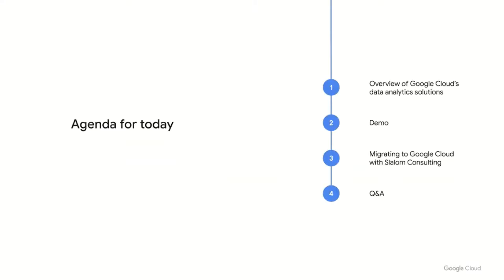So today we have a fair amount of stuff to cover. We'll start with an overview of Google Cloud's data and analytics solutions. We'll go through a demo of leveraging these solutions in the media and entertainment space. And then we'll talk about how you can migrate to Google Cloud with the help of Slalom Consulting. And finally, of course, there'll be the Q&A.